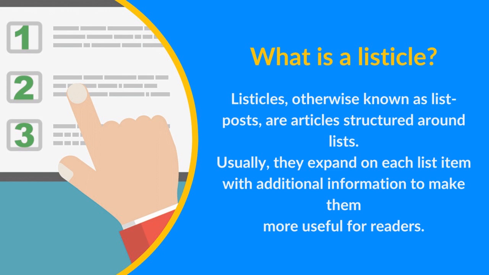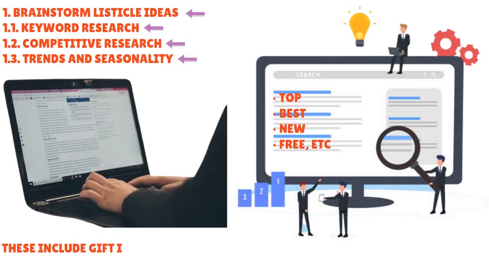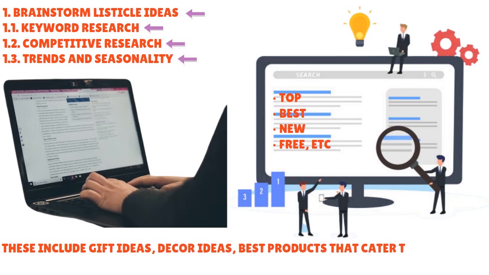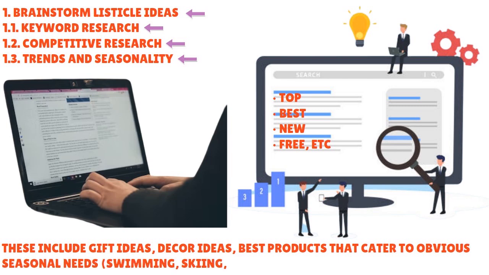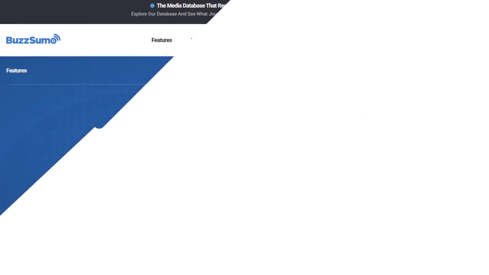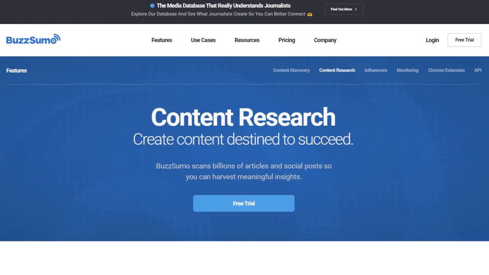Okay, and this can actually help you, let's say temporarily. When I speak about your customers' seasonal needs, this can include gift ideas, decor ideas, best products that cater to obvious seasonal needs, swimming, skiing, electricity saving, and so on and so forth. You can use an SEO tool such as SEMrush, BuzzSumo, or Ahrefs to spot trending topics and understand how to turn them into listicles. That's really, really helpful, especially in the long run.